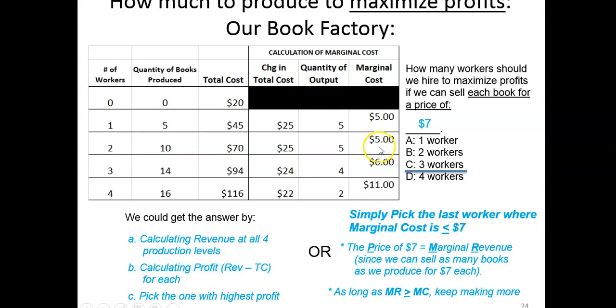Second one, yep, still 5. Third one, marginal revenue, right? The price is 7. Marginal cost, each extra book costs us an extra 6. We want to hire them.